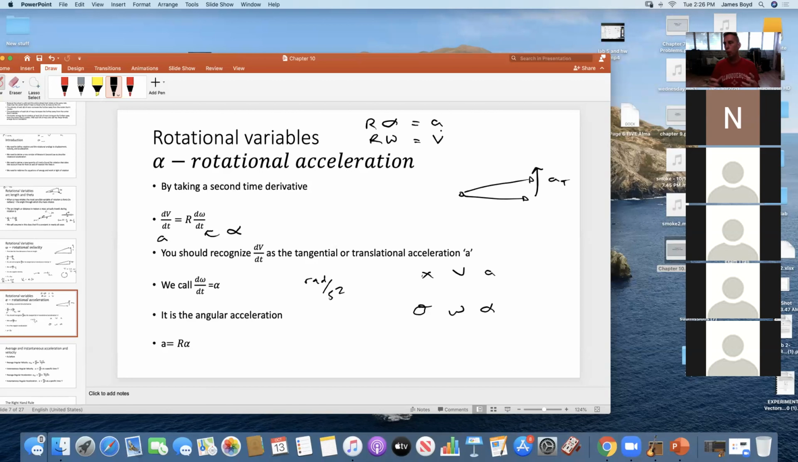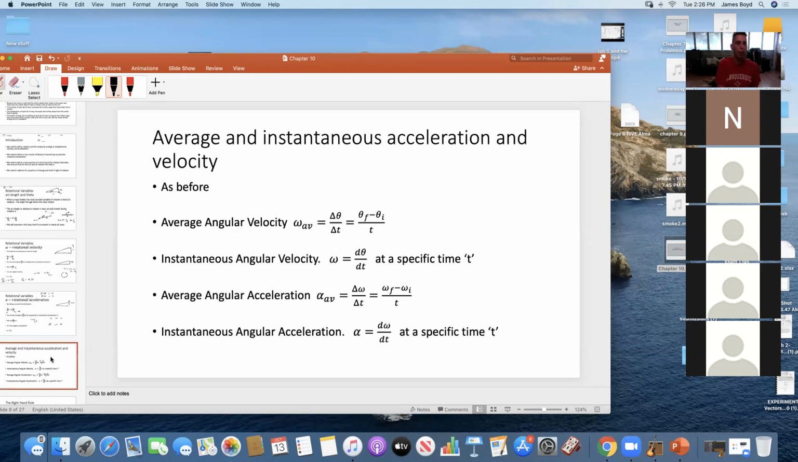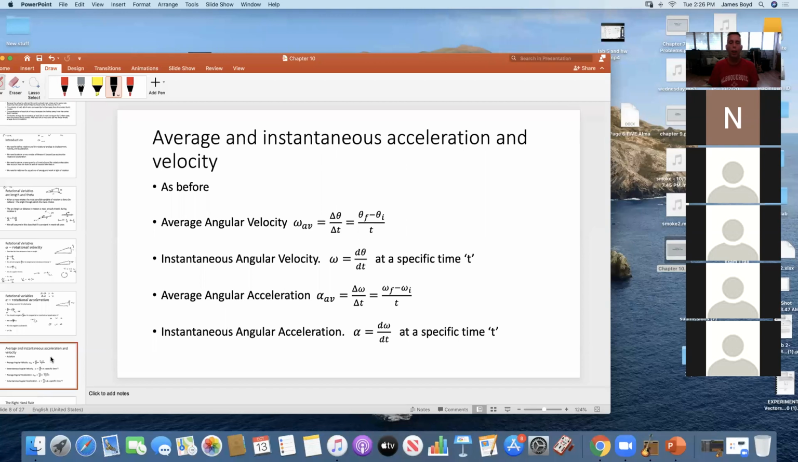We're in a new space, and that space is the rotation space. I'm not going to spend a super long time on this. I think you all understand this. If we want the average angular velocity, it's the change in angle over the change of time. If we want the average angular acceleration, it's the change of angular velocity over the change of time. If we want the instantaneous, we take the time derivative of theta to get the angular velocity. If we want the instantaneous, we take the time derivative of the angular velocity.